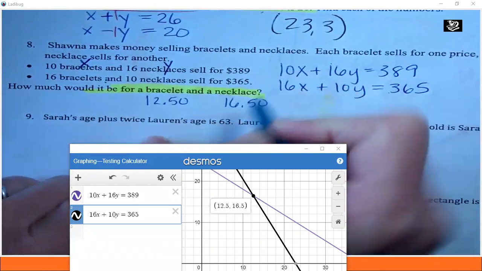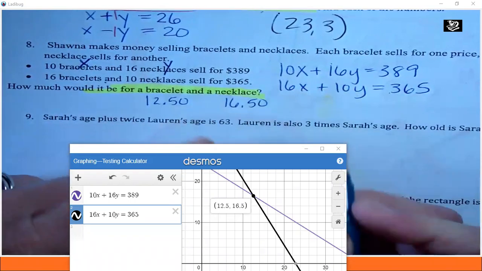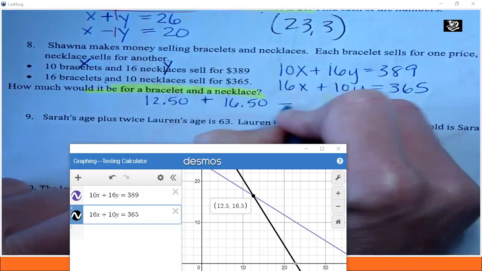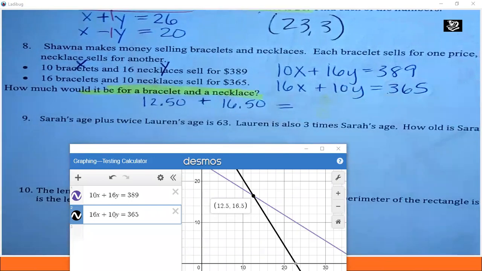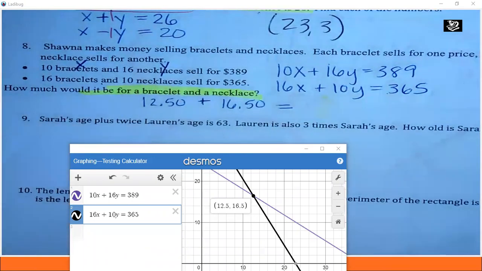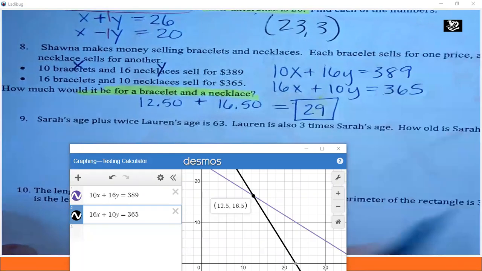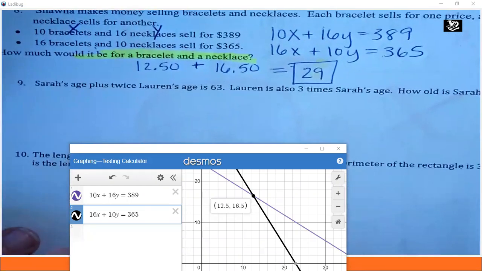Okay, you are buying a bracelet and a necklace. What's the cashier gonna do? She's gonna add them. What do you get when you add those two numbers together? 29. So that one, the answer is 29. You have to add them together.